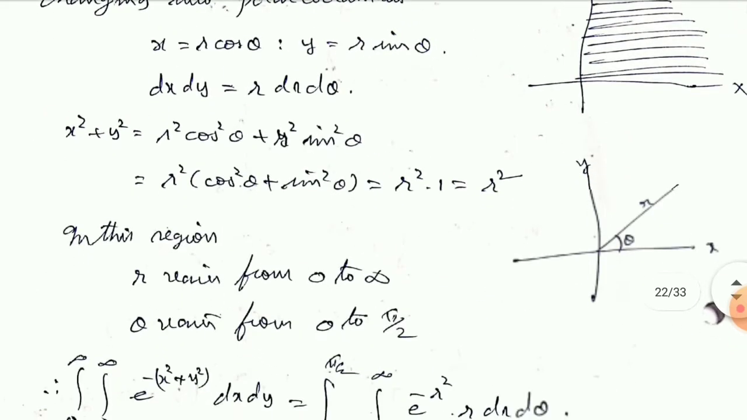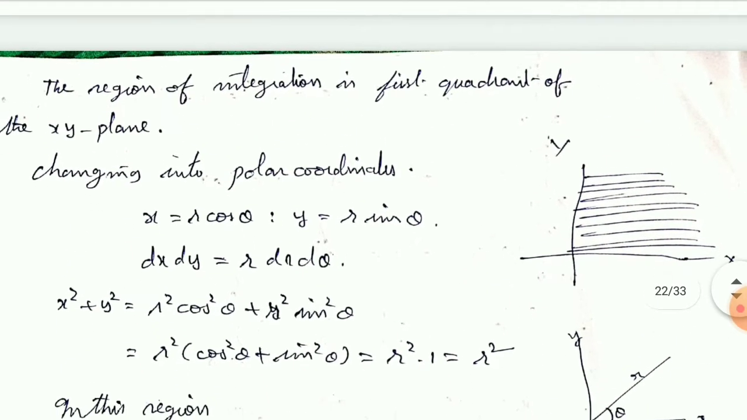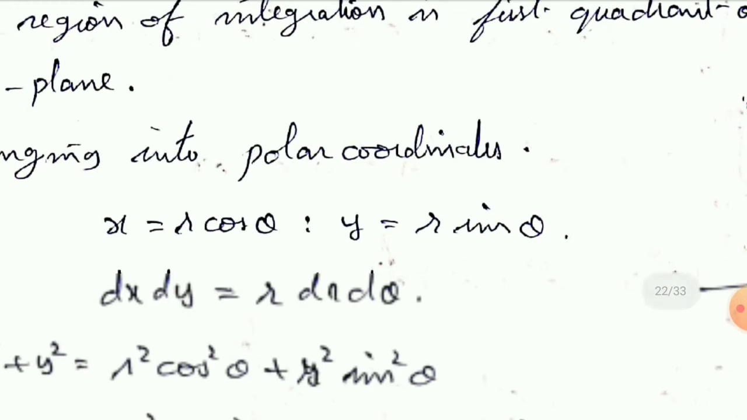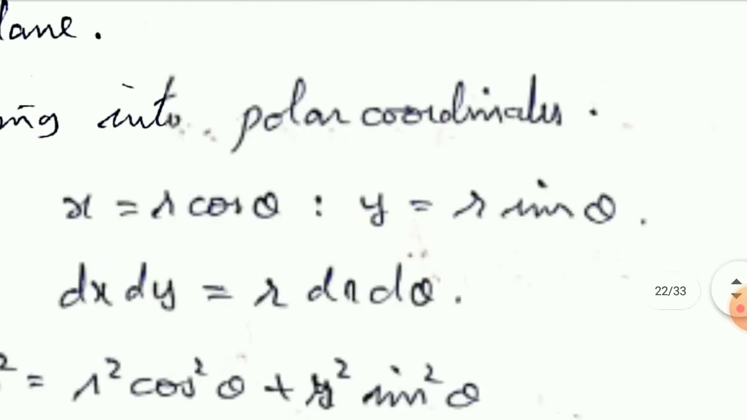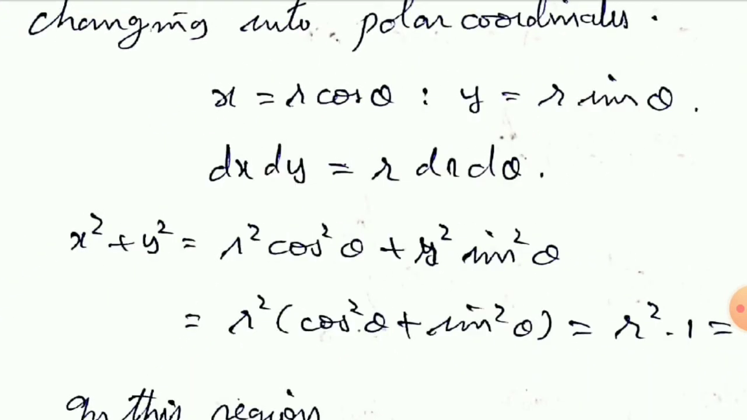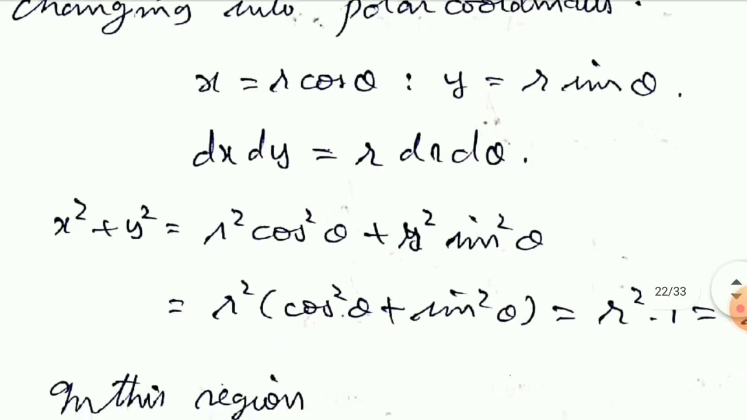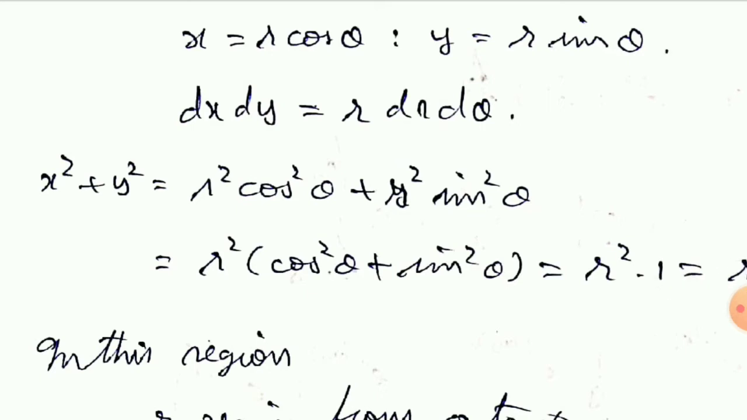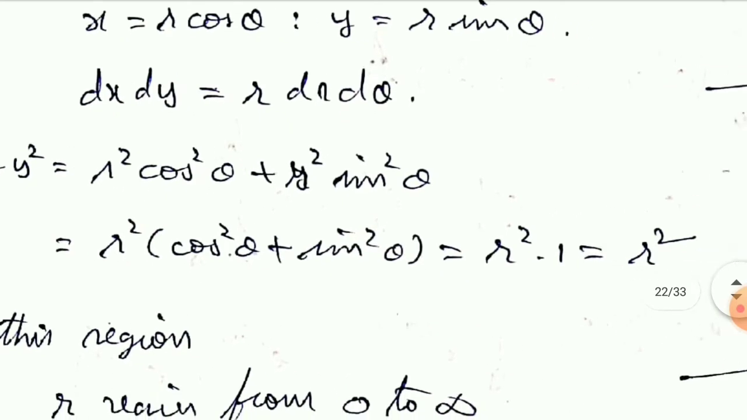Now in order to get the limits of r and theta, the new variable limits, just substitute the lower limits of x and y in x equal to r cos theta and y equal to r sin theta. Only the lower limits, so that you will get theta limits 0 to pi by 2 here. And in order to get r limits, you substitute the lower limits and upper limits in x square plus y square equal to r square. If I substitute both lower limits, you will get r value as 0, and with upper limits you get r value as infinity.